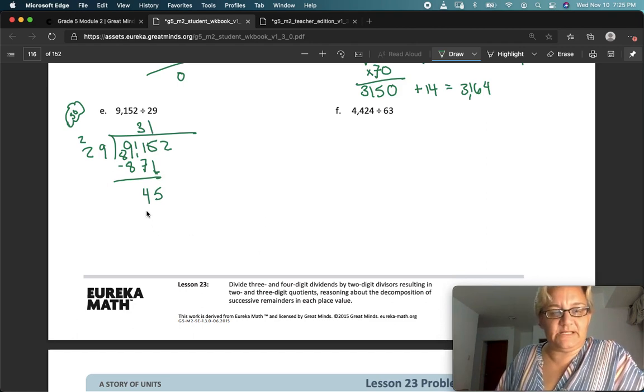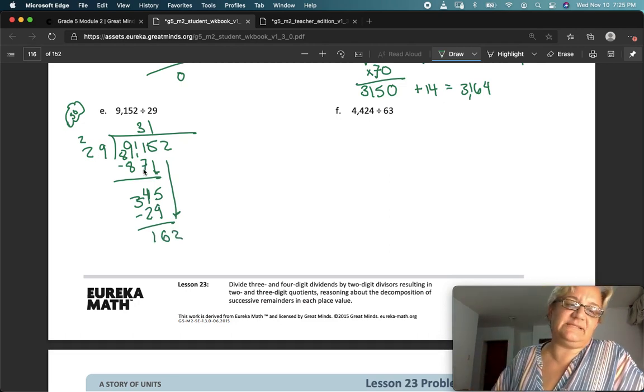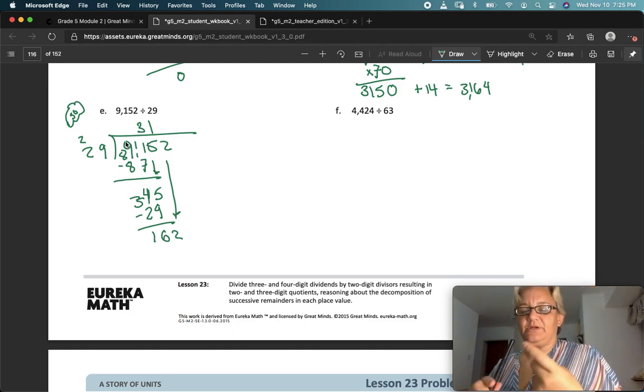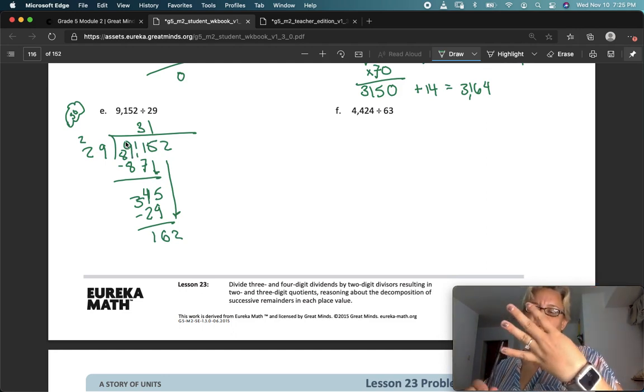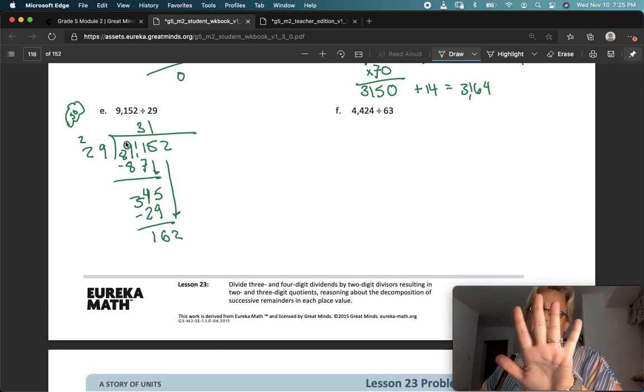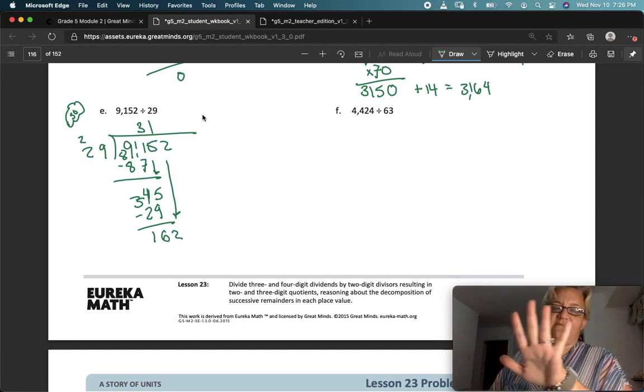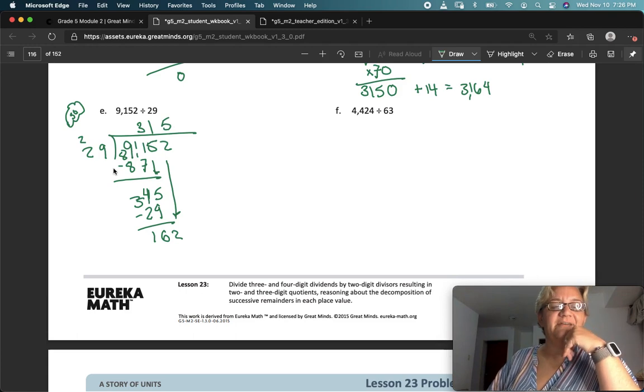So 1 times 29 is 29. And let's see, 16 left over. Bring down the 2. 29 into 162. Well, let's think of this as 30 again and count by 30s. 30, 60, 90, 120, 150. Okay, let's try that. 5. 5 times 9 is 45. Carry the 4. 5 times 2 is 10, plus 4 is 14.